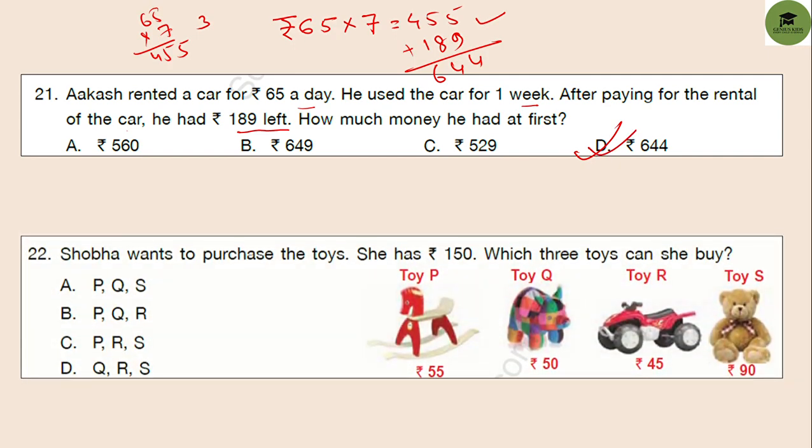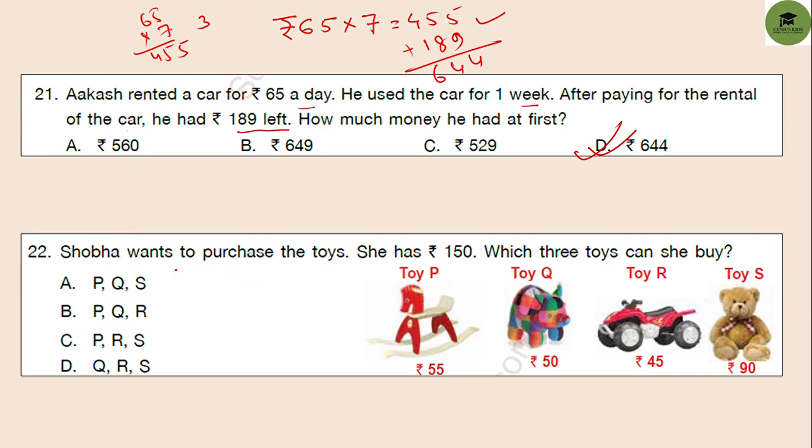Okay. Next one. Shobha wants to purchase the toys. She had 150 rupees. Which 3 toys can she buy? So there are P, Q, R and S toys, priced 55, 50, 45, 90. She needs to buy 3 toys. So obviously if you see 55 plus 50 plus 45, it will give you 150 rupees. So she can buy P, Q and R toys. So P, Q, R means option B is your correct answer.